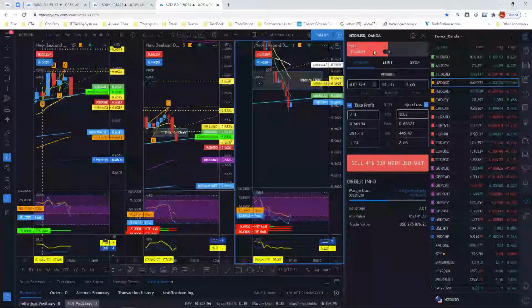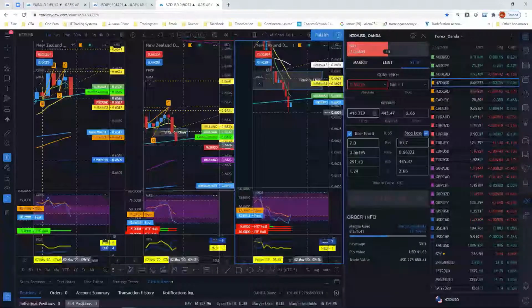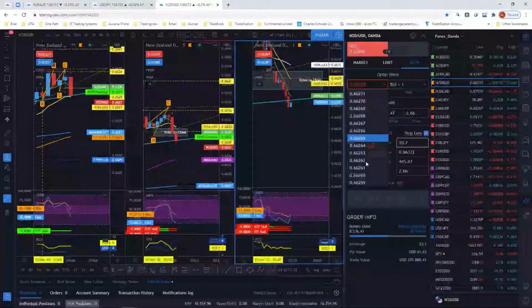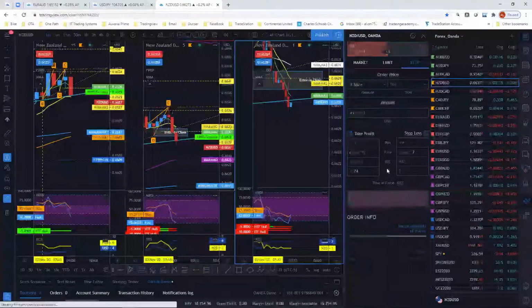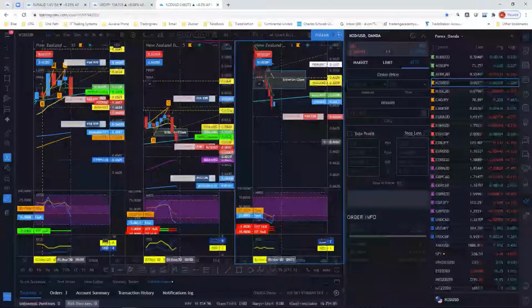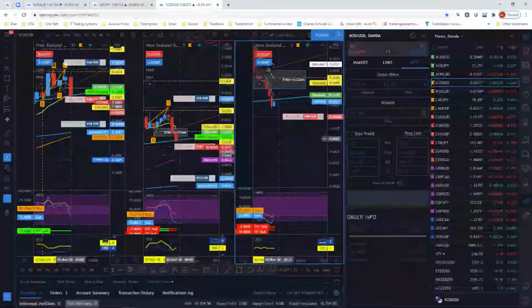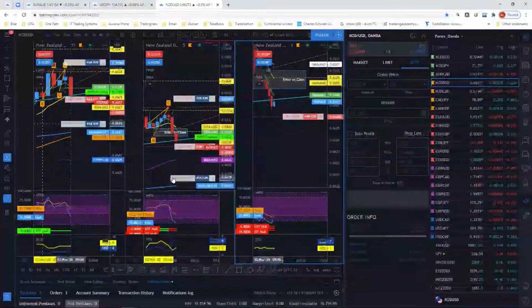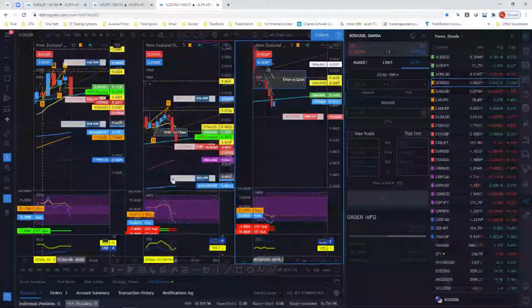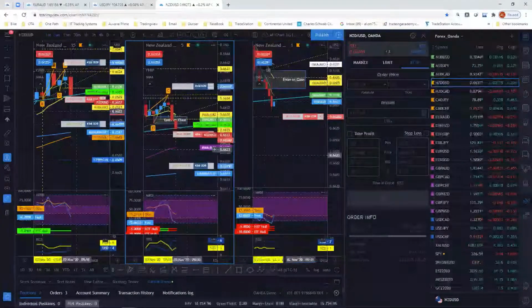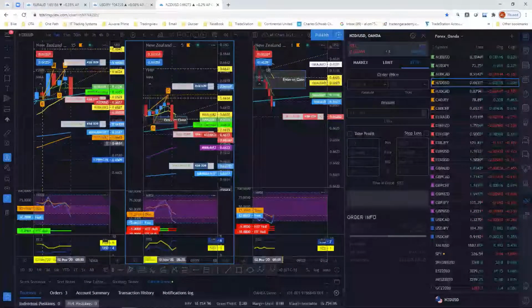I'll put a sell stop right here at the bottom of this candle at 66.26. If it tests this, comes back down, it should break through here and get me in. Then my target is a 7 pip target, which is right down here, just above the 30-minute.